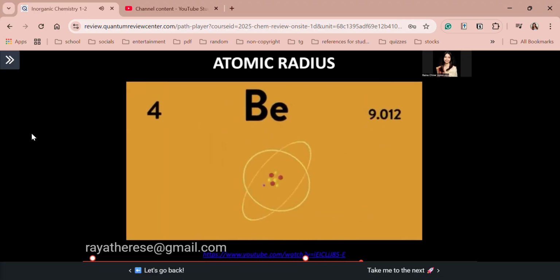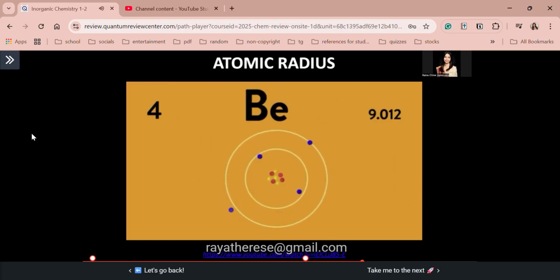When we move from lithium to beryllium, we gain 1 proton and 1 electron. It's important to note that outer shell electrons do not shield the other electrons. That means that beryllium has the same number of electrons shielding as lithium does. However, beryllium does have a higher effective nuclear charge because of that additional proton.